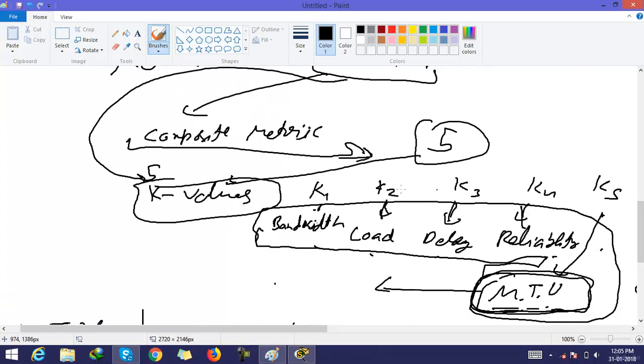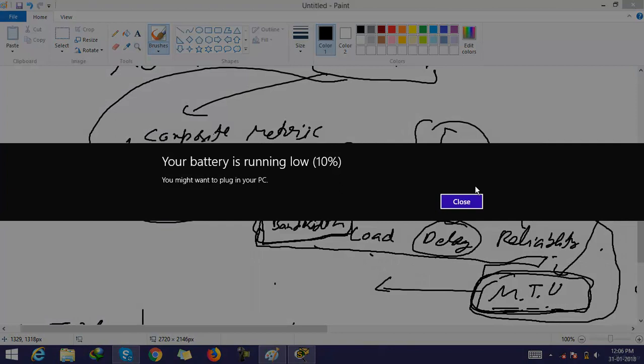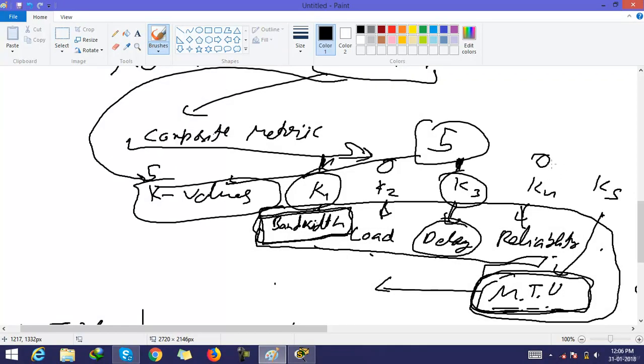By default, EIGRP uses 2 things. The first one is bandwidth and the second one is K3, that is delay. It means EIGRP uses K1 and K3. So K1 is 1, it means this is usable in EIGRP. K3 is 1, this is usable in EIGRP. All others are 0, 0, 0.